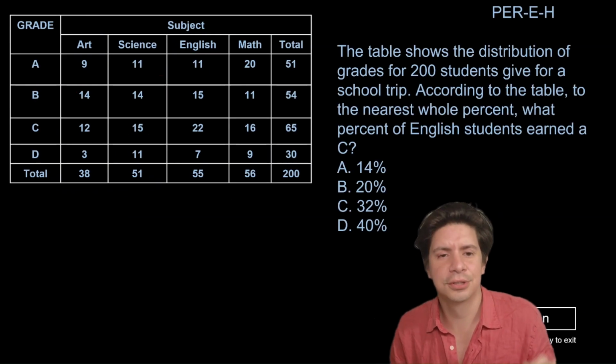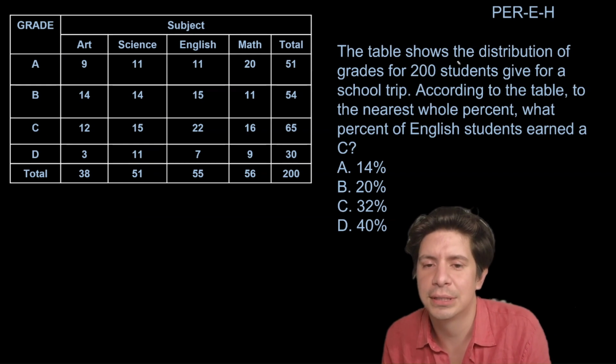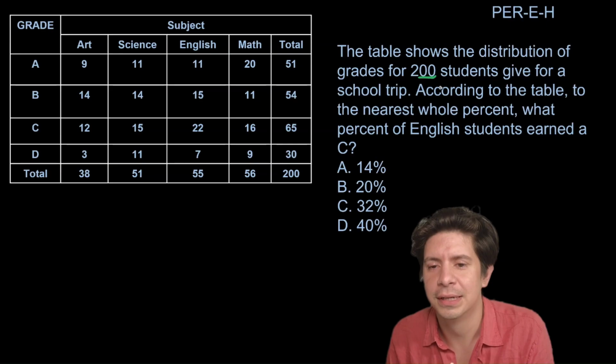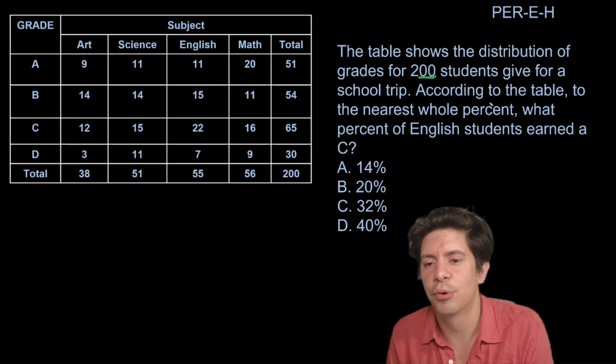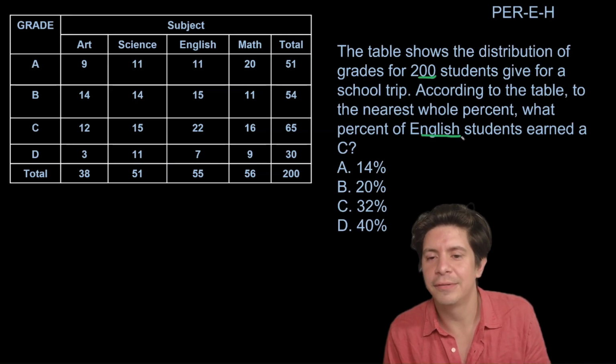So as you can see, this chart looks kind of complex, but you'll see it's not too bad. The table shows the distribution of grades for 200 students give for a school trip. According to the table, to the nearest whole percent, what percent of English students earned a C? So this is a key thing. What percent of English students earned a C?